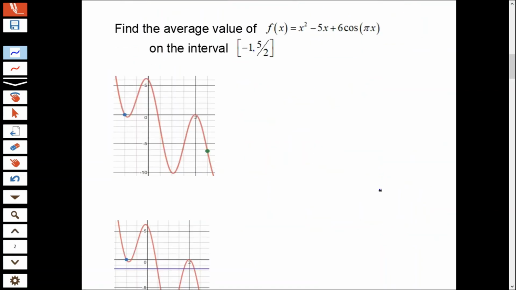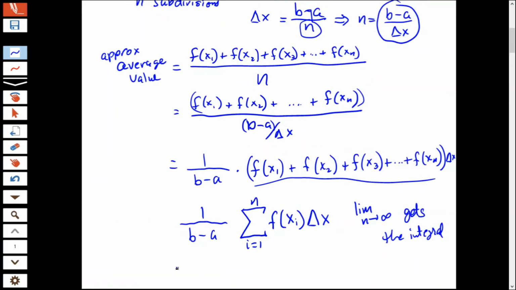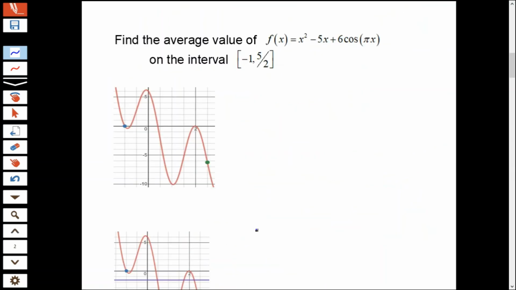And so we get the average value being 1 over b minus a times the integral from a to b of f of x dx. And that's how we find an average value. It's the same thing as an integral, but then times it by 1 over b minus a.